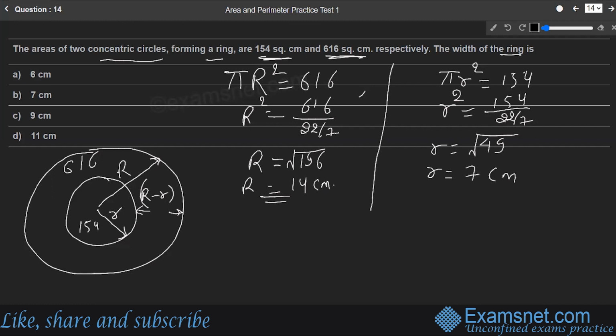Now he wants us to calculate the width of the ring. The width of the ring is nothing but, as indicated in the figure also, capital R minus small r. So it's going to be 14 minus 7. That is nothing but 7 centimeter, which is the final answer. That is available in option number B.